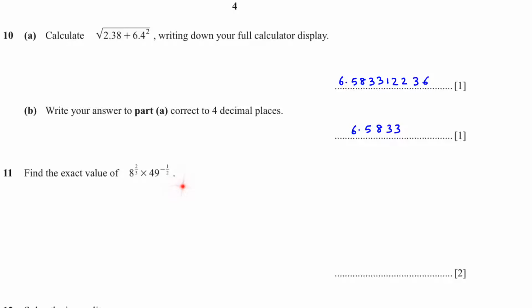Next question, find the exact value. Again, you can use the calculator. Put it in the calculator and you will get your answer. So that will be 4 over 7. It's a good idea to use a calculator in which there is a fraction button and all.